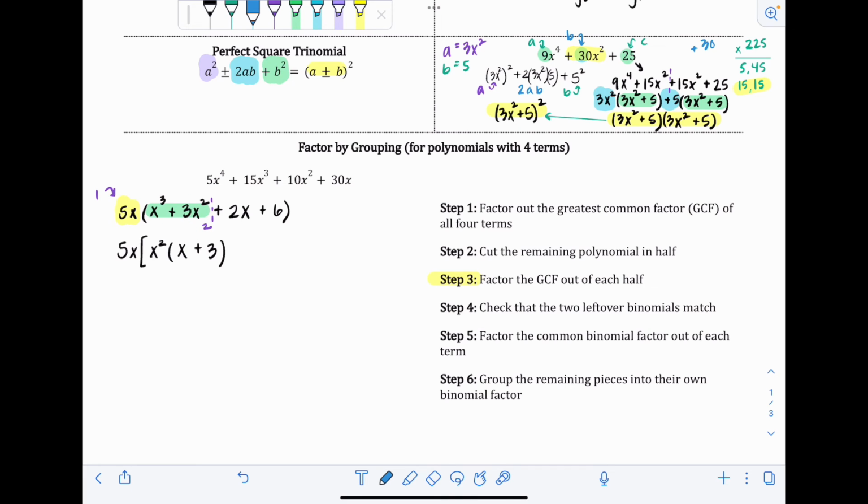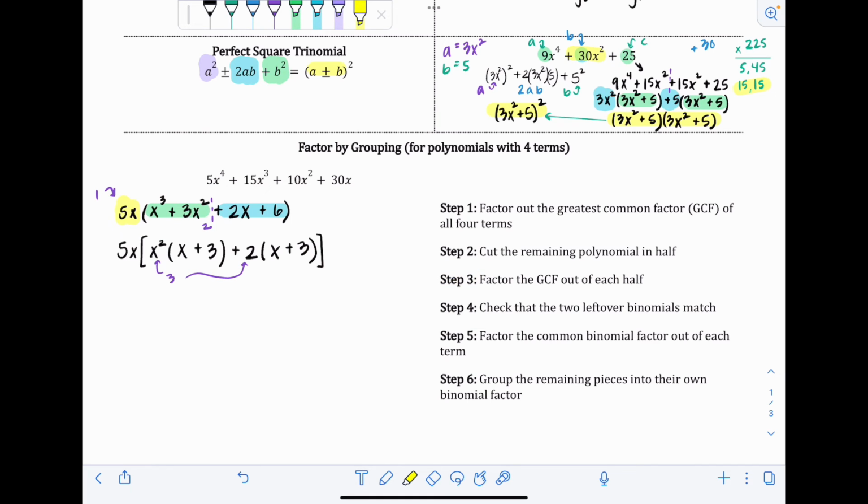And then we'll do the same thing, but with the second half of the expression. So like 2x plus 6, the GCF between 2 and 6 is 2 because I can divide them both by 2. And then because the 6 does not have an x, I can't factor out an x. So then I would take my GCF of 2 and divide it out of each term. So 2x divided by 2 is just x, and then 6 divided by 2 would leave me with a plus 3. And then I'm going to close my bracket around here. And then, so this is step 3, was factoring the GCF out.